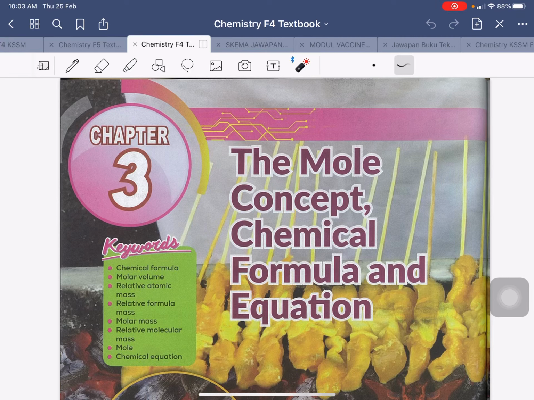So today we are finally entering chapter 3. The big topic for chapter 3 is the mole concept, chemical formula and equation. So today we are not going to learn all of this but more to introduction of this chapter.